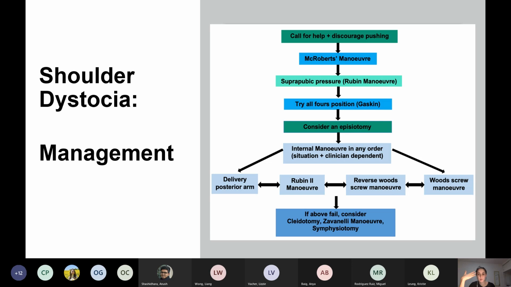So if the woman tries McRoberts manoeuvre, so she lifts her legs up and the baby's not being delivered, you can try to apply pubic pressure and see if that helps. And then you can try a different position, which is basically when the woman gets on all fours. This also widens the pelvic rim, but it's not as commonly used as McRoberts manoeuvre. That is the most common thing to do.